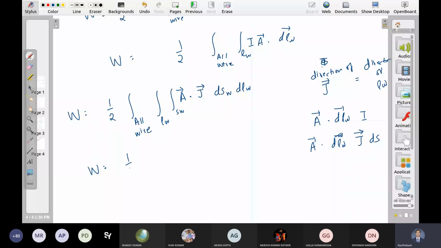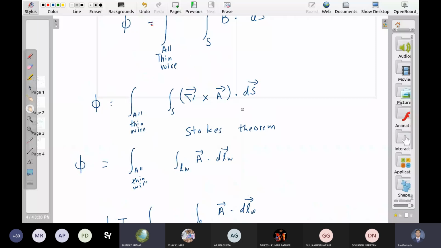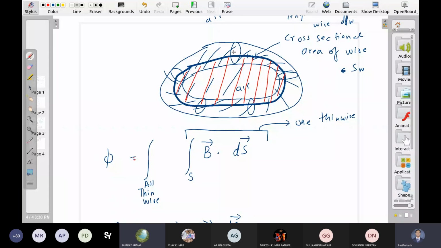Now what do you see? dW is what? dW is d tau W, sorry. What is d tau W? Volume of that wire, volume of such a small thin wire. Yes. And if we integrate over this whole wire, what do I get?